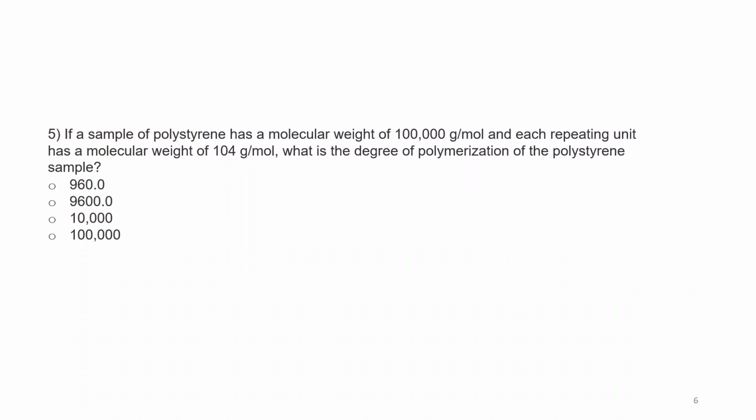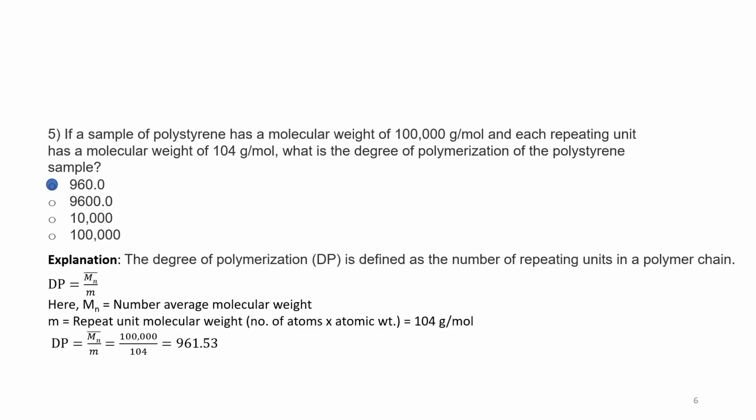Next up, in the fifth question, if a sample of polystyrene has a molecular weight of 100,000 gram per mole and each repeating unit has a molecular weight of 104 gram per mole, what is the degree of polymerization of the polystyrene sample? Options are 960, 9600, 10,000 or 100,000. So the answer will be 960. The degree of polymerization is defined as the number of repeating units in a polymer chain.